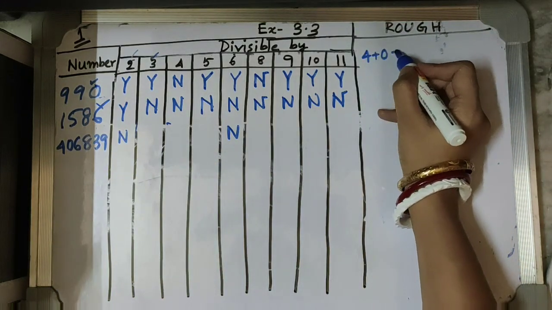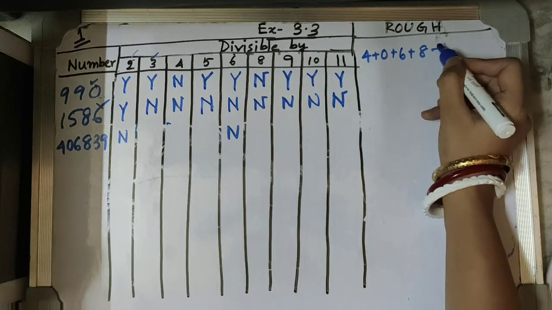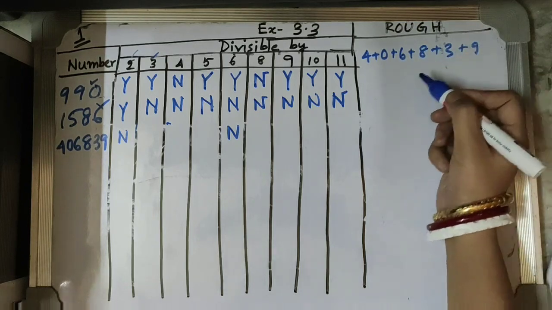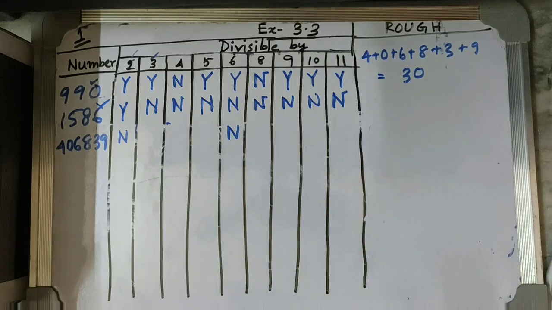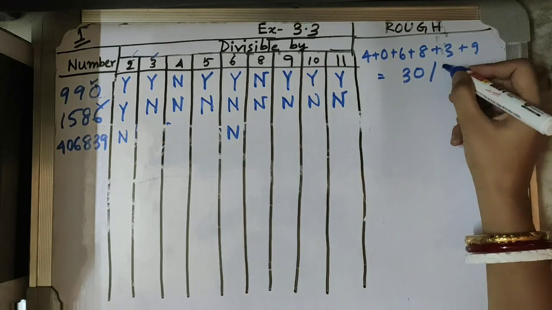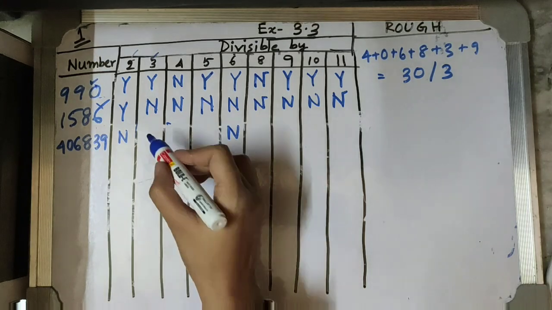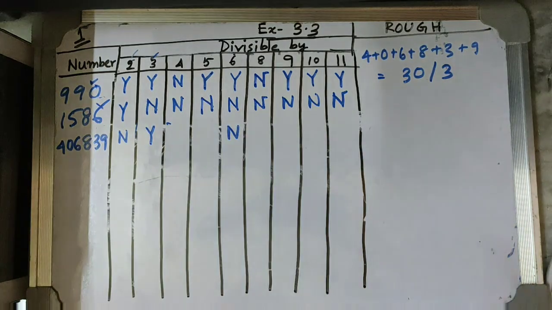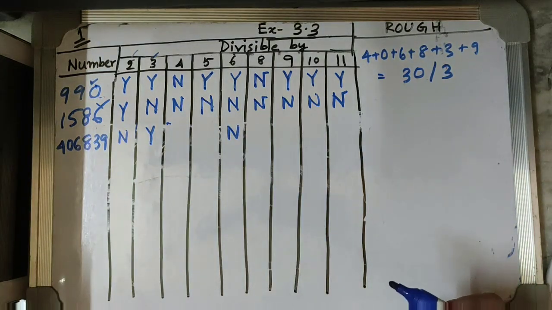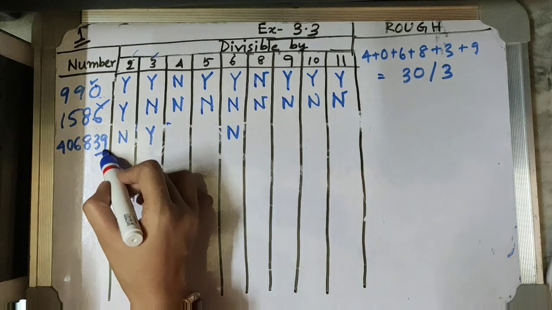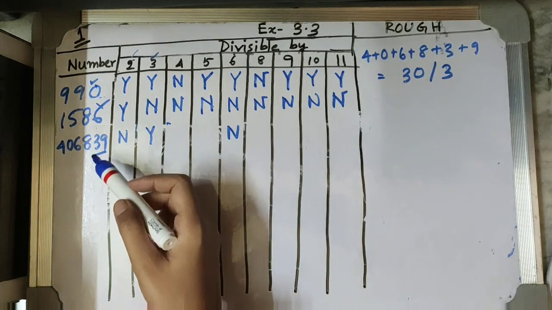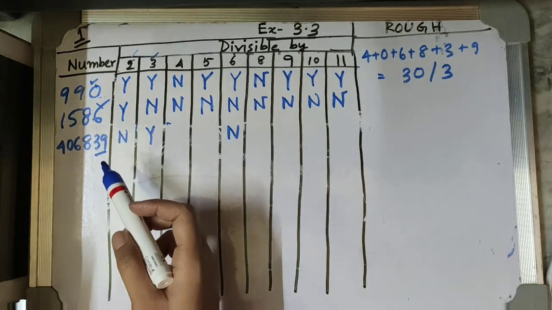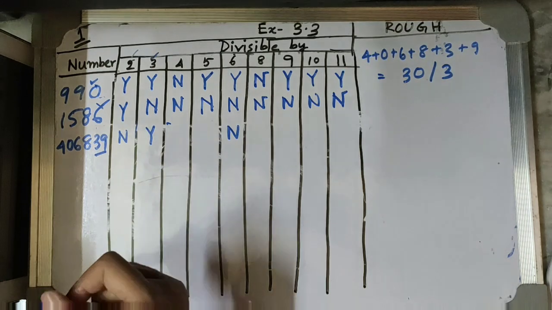4 plus 0 plus 6 plus 8 plus 3 plus 9. We are getting our answer 30, which is divisible by 3. So this number is divisible by 3. Now let's check the last 2 digits for the divisibility of 4. Since it is an odd number, this number must not be divisible by 4.